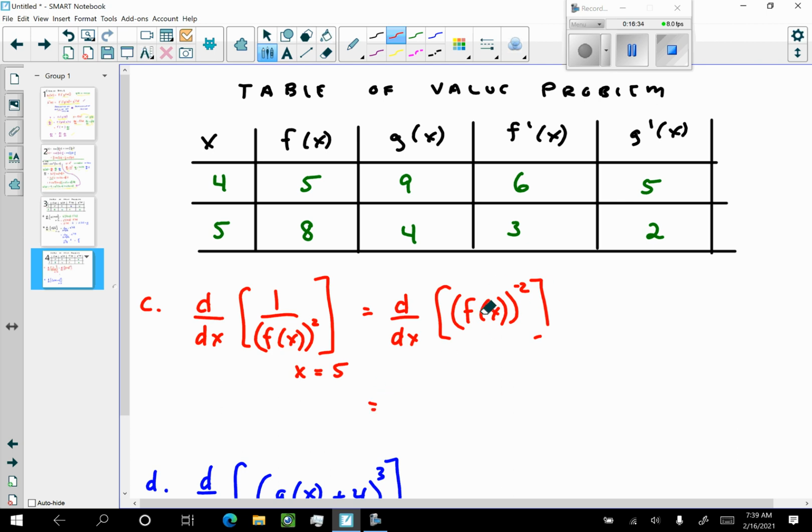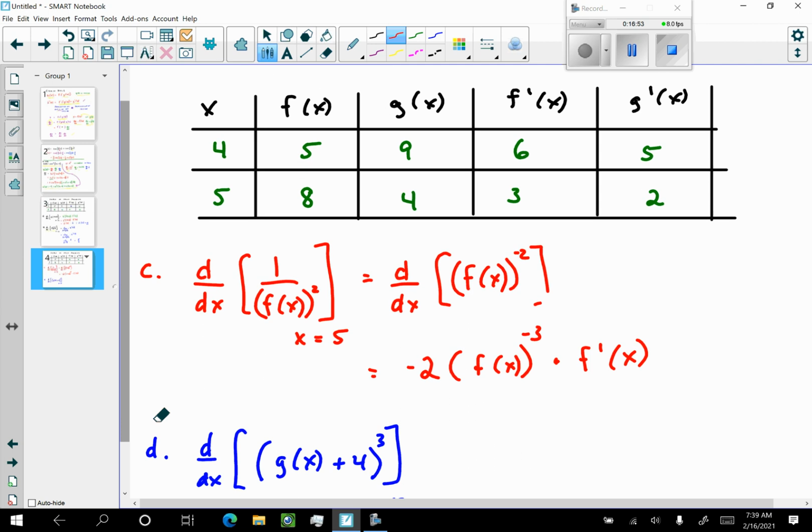What is the derivative of something to the negative 2? The negative 2 comes down in front. We leave the inside alone. Negative 2 minus 1 is negative 3. But what do I have to do? I have to take it times the derivative of the inside. Now I'm going to clean this up a little bit by putting this on the bottom. This is going to be negative 2 over f of x cubed times f prime of x.